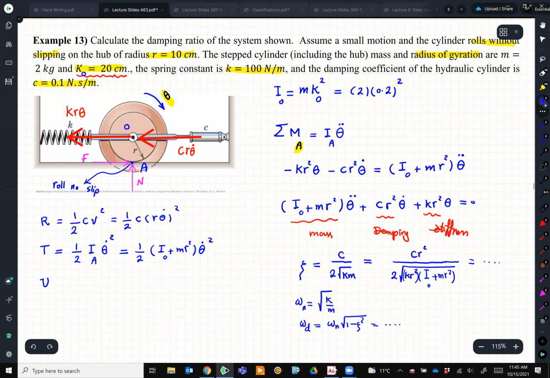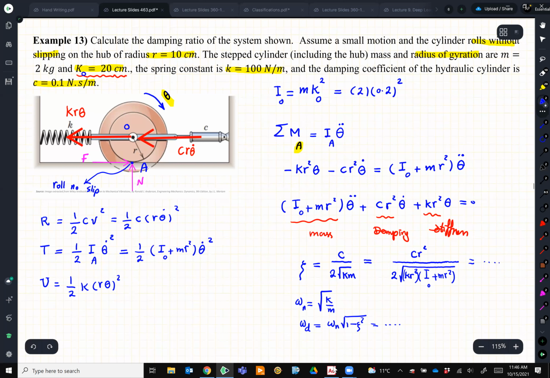And we have T, what else do we need? We need U, the potential energy. So for the potential energy here, mass is out of the question because gravity doesn't do anything for the vibration of this system. It is just a spring, half of K, and the deformation, which is R theta, squared. So far good. So 3 parameters, R, T, and U.